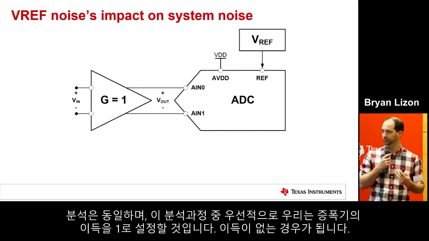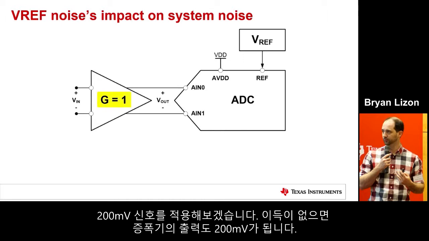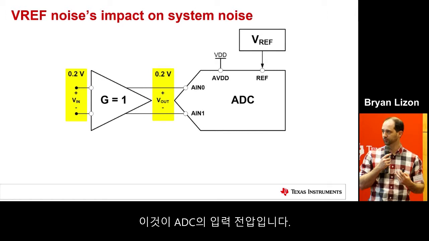For the first part of this analysis, we're going to set the gain of the amplifier to 1, so effectively no gain. And we're going to apply just a 200 millivolt input signal. So with no gain, the output of the amplifier is also 200 millivolts. So this, again, is the input voltage to the ADC.